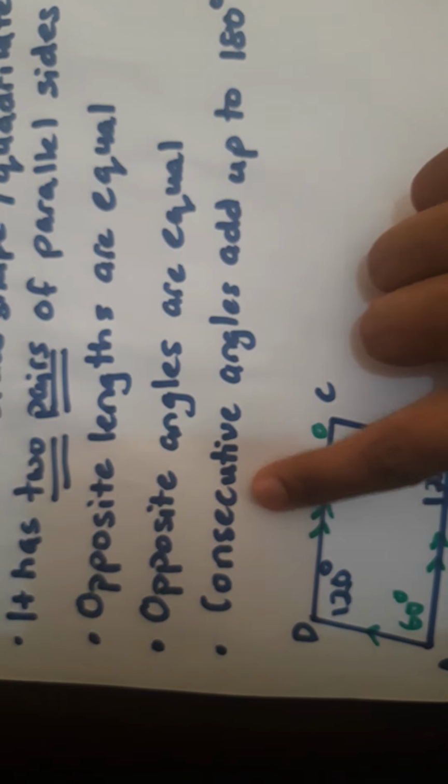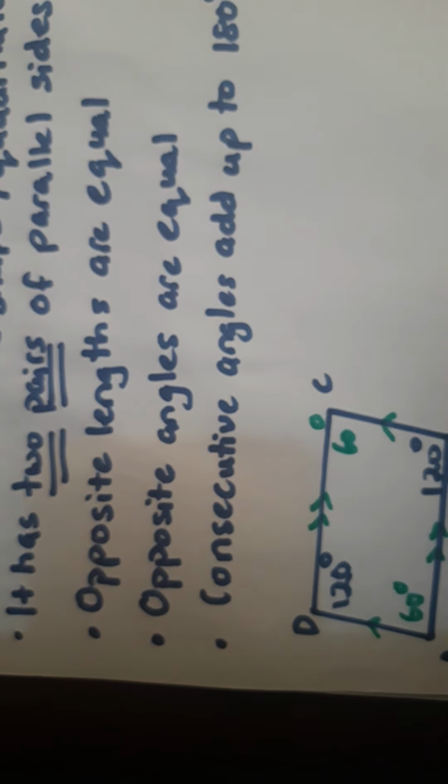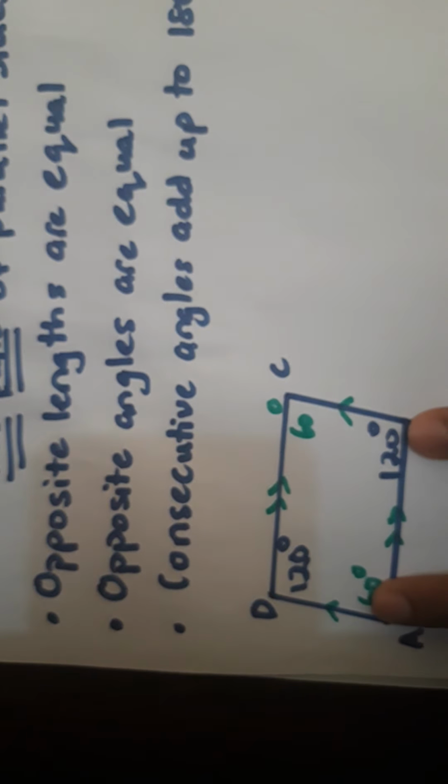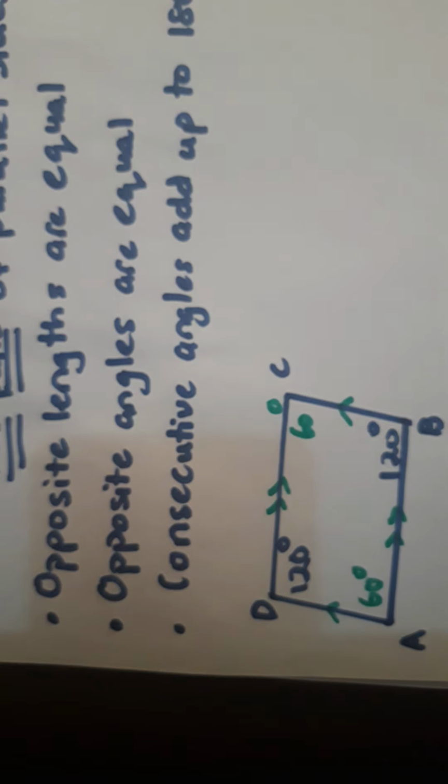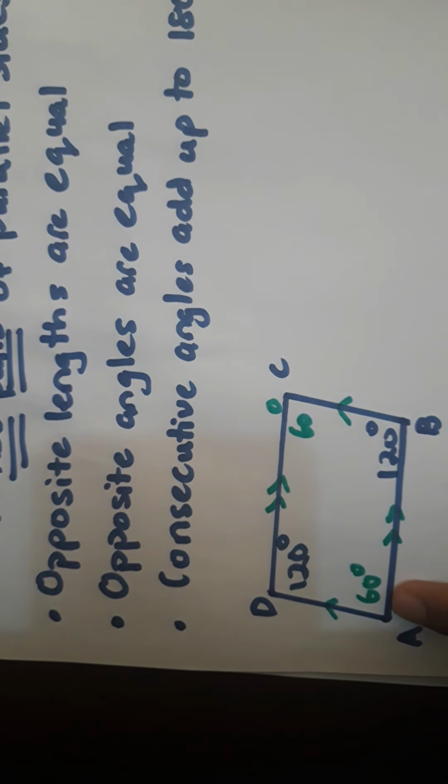And another property, consecutive angles add up to 180. So consecutive angles would be angles which are right next to each other. In other words, not opposite to each other. So let's just look at this. 60 and 120 are consecutive, and yes, they add up to 180. Similarly, 60 and 120 also consecutive and also add up to 180.